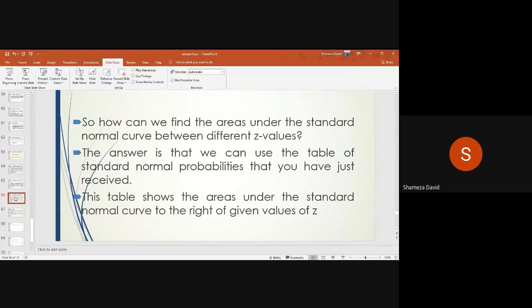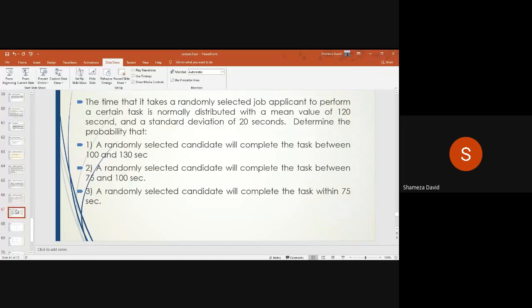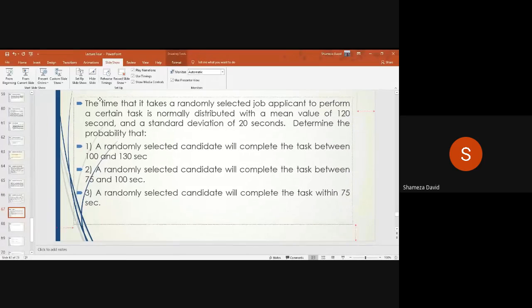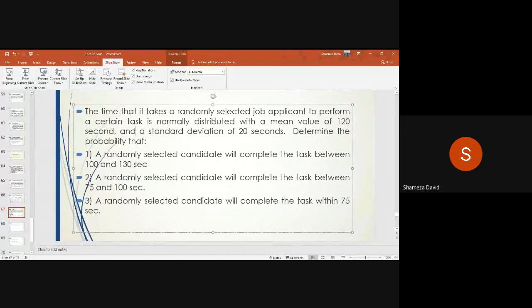Right. So as we were saying, we use the standard normal table to find the probabilities. Those probabilities have already been calculated, have already been proven. So all we need to do is find the area under the curve, and then we apply that table to find those values. And so if we look at this example, the time it takes a randomly selected job applicant to perform a certain task is normally distributed with a mean of 120 seconds and a standard deviation of 20 seconds.